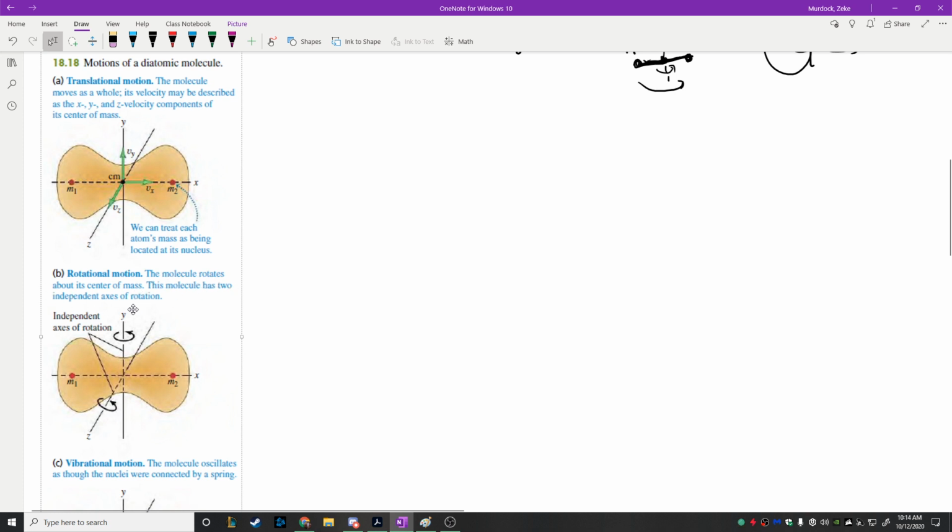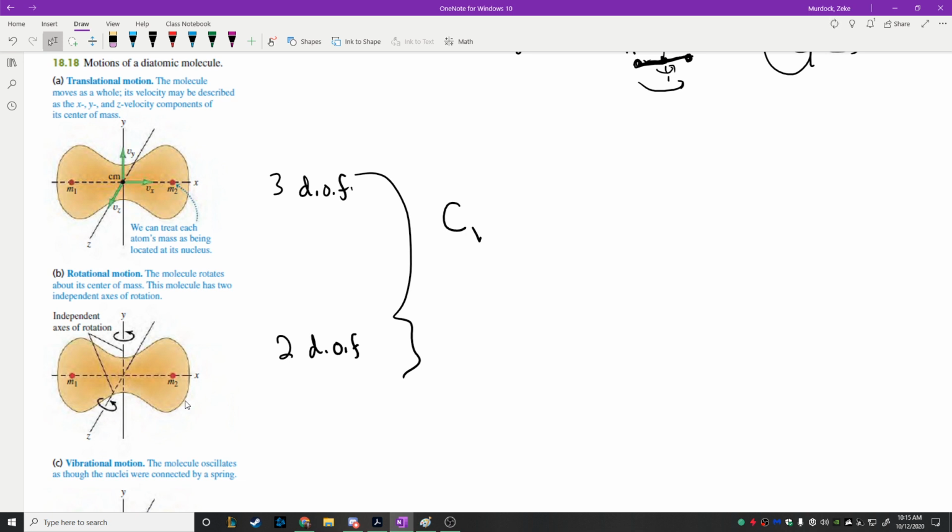This molecule has 2 independent axes of rotation. I don't know if this is better than the drawing I did, but the idea would be that if this is x and y, the molecule can either rotate around the y-axis or it can rotate around the z-axis. Is there another axis it could rotate on? So this counts as 3 degrees of freedom. This counts as 2 degrees of freedom. So what we get from these two is that the specific heat, the molar heat capacity, ends up being equal to 5/2 multiplied by the gas constant R. 3 plus 2 is 5.